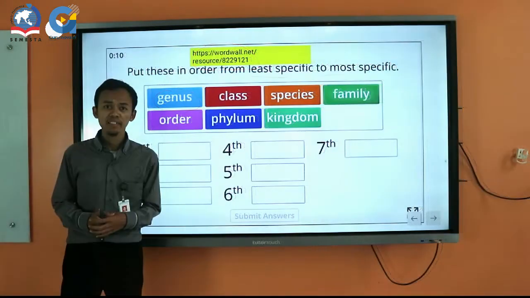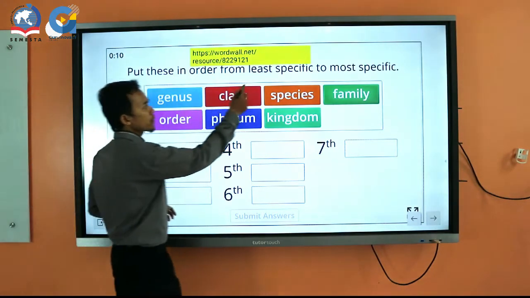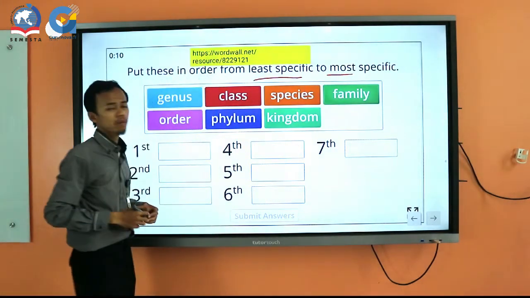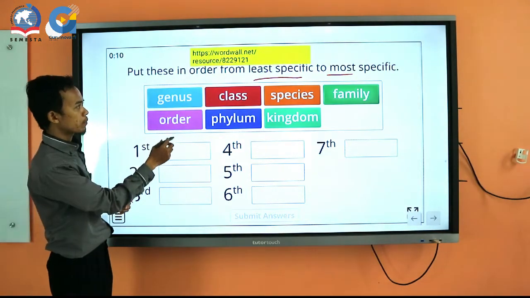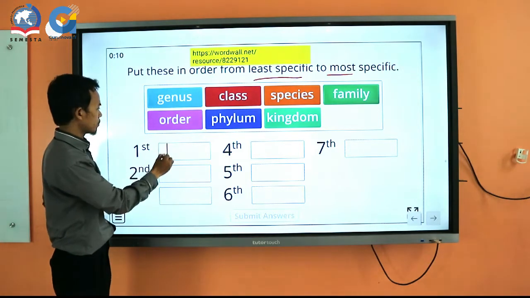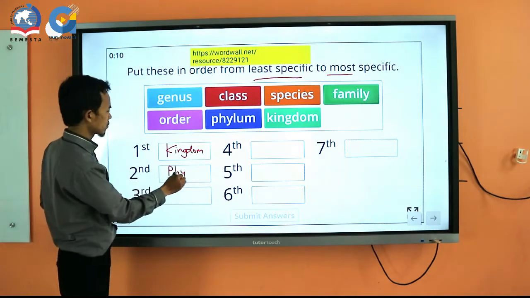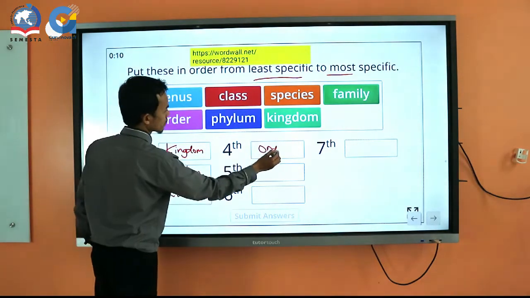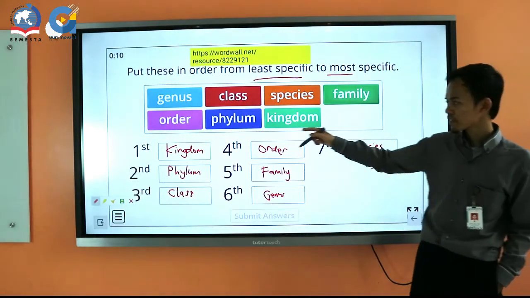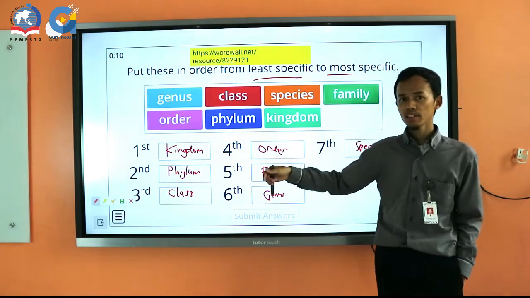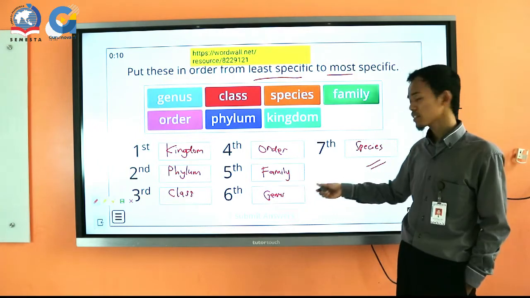Okay, it's time to check your answers of this game together. Remember, this is from least basic to most basic, which means from the largest to the smallest. So first, from the largest, kingdom. This is the best answer: kingdom, phylum or division, class, order, family, genus, and species.